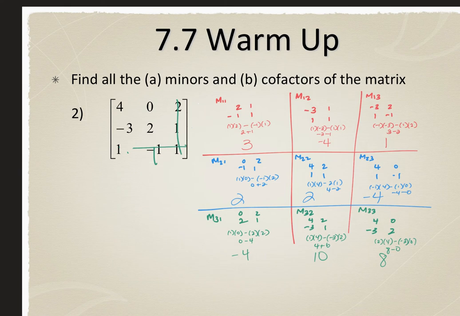The second one of the minors and cofactors, you're crossing through the row and column of each one and then finding the determinant of what's left. So you should have gotten 3, negative 4, 1, 2, 2, negative 4, 10, and 8 for the minors.